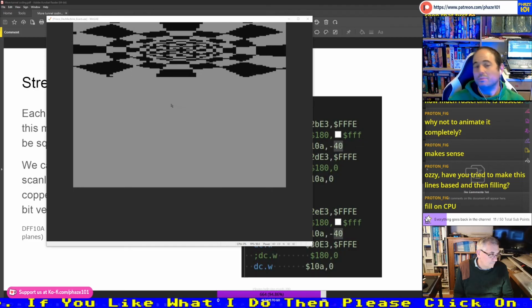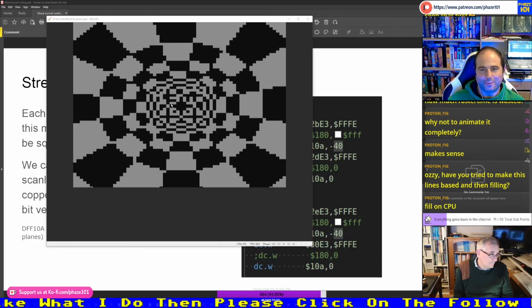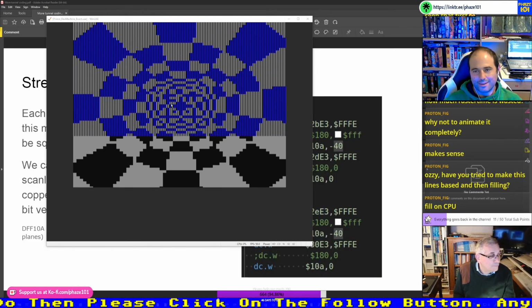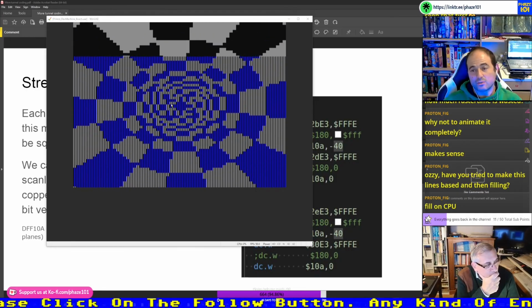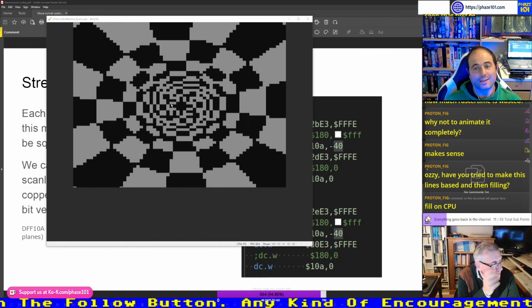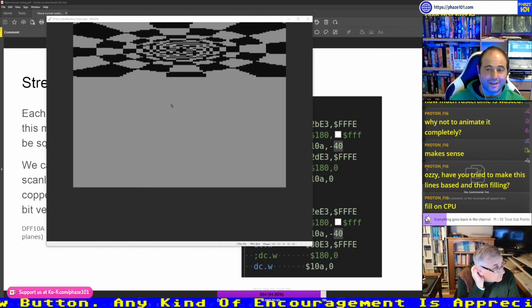Filling on CPU, that's what I'm doing right now. I'm filling with the CPU. Yeah, and I get this result. Even if it's just one bit plane, it's quite a heavy task for the Amiga to lift.